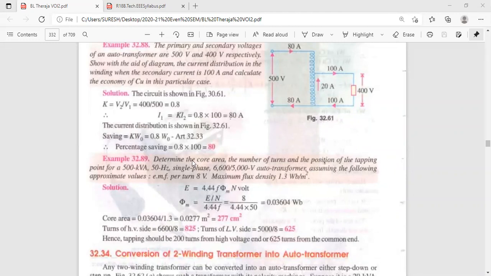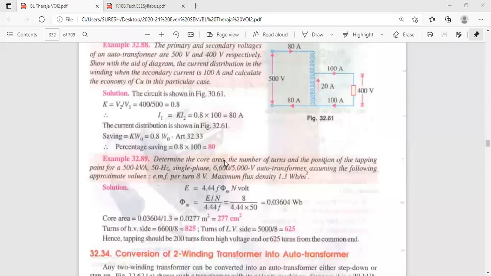And also he is asking the number of turns. What is the number of turns? E1 by N1 is equal to 8, E2 by N2 is equal to 8. Calculate N1 and N2. E1 we know, N1 we calculate. From this, we will get N1 and N2 values. We are getting 825 and 625.